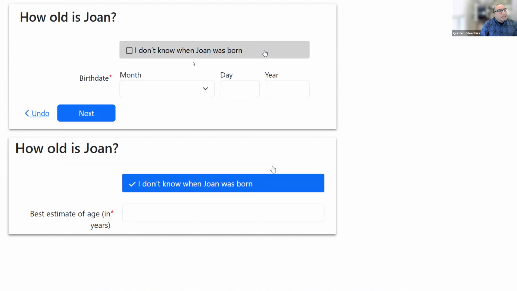So we let people put in an estimate instead. So it seems like a date, but really it's asking for an age. We want to let them be specific if they know. We want to let them be fuzzy if they don't.